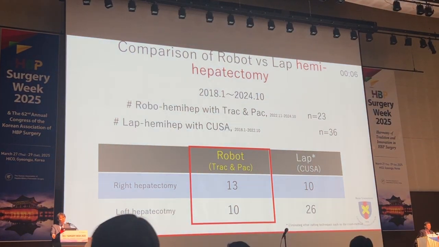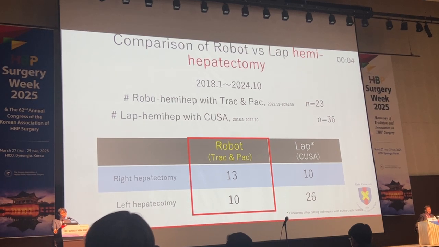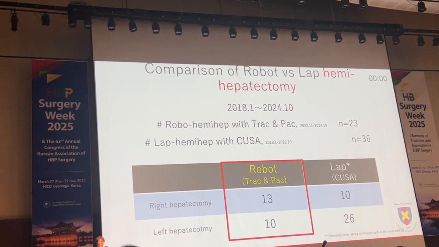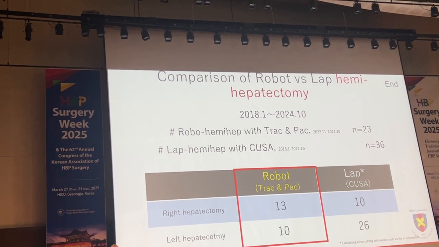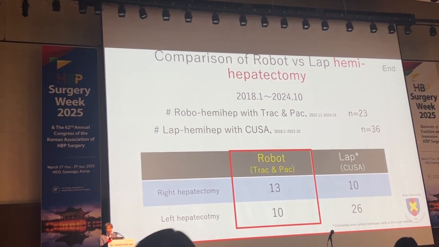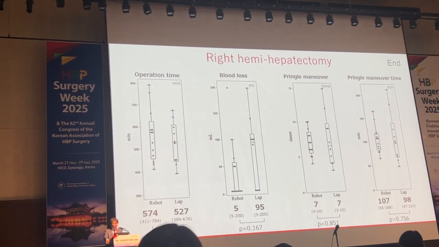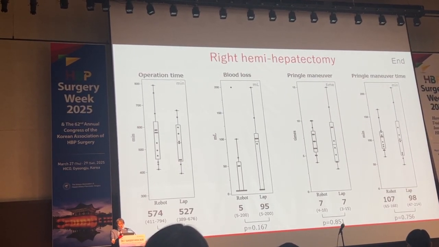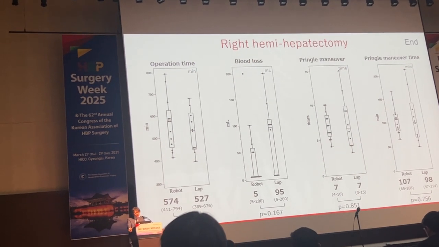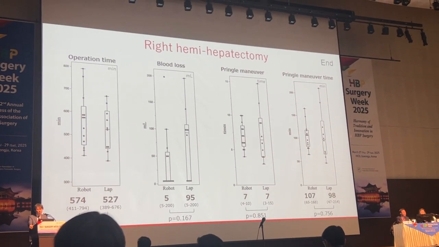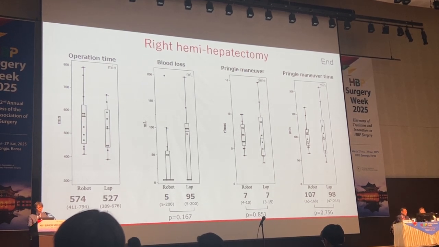So finally, we compare the surgical results between the robotic hemihepatectomy with Trac and Pac method and the laparoscopic hemihepatectomy with CUSA. We have 23 robotic hemihepatectomies, including 13 right and 10 left. First, in terms of the right hemihepatectomy, there is no difference between the robot and the lap in terms of the total surgery time, blood loss, number of Pringles, and the Pringle time.